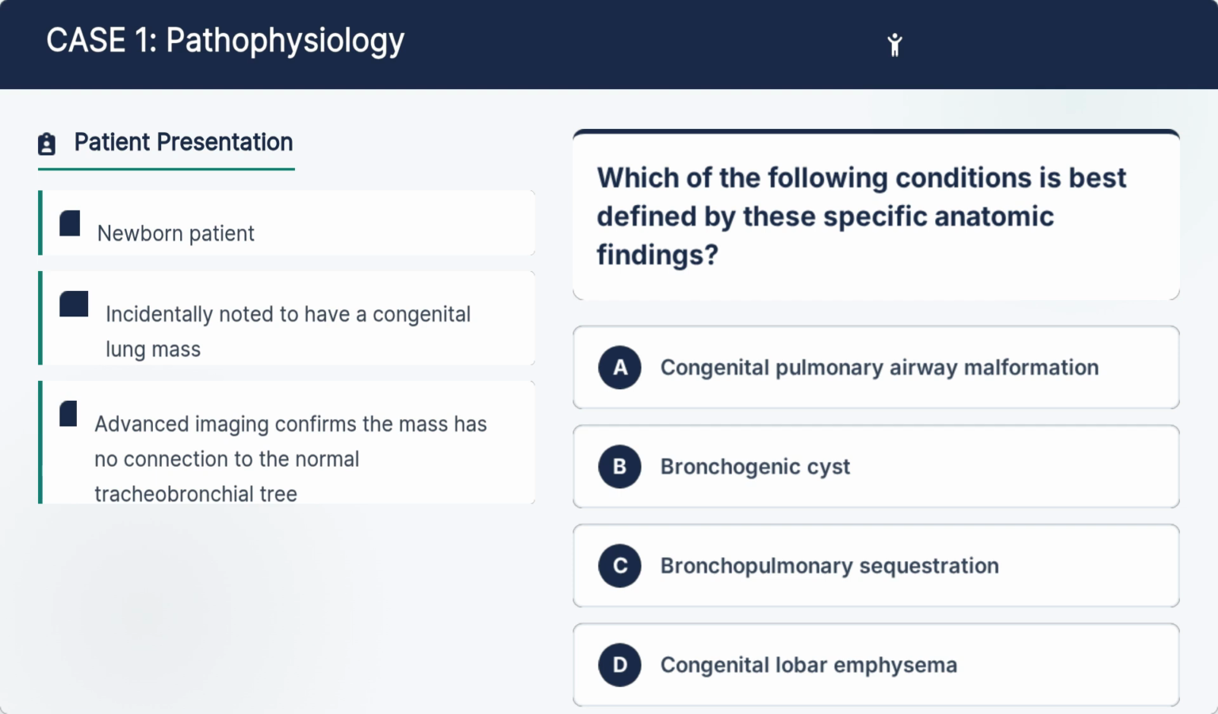Option A, a cystic lung mass with pulmonary arterial supply and communication to the airways. Option B, an overdistended lung lobe with air trapping but intact bronchial connections. Option C, a mass of non-functioning pulmonary tissue with no tracheobronchial communication, receiving blood supply from the systemic circulation. Option D, a fluid-filled mediastinal cyst arising from the foregut. Take a moment to think about the defining features of this condition before we move to the answer.